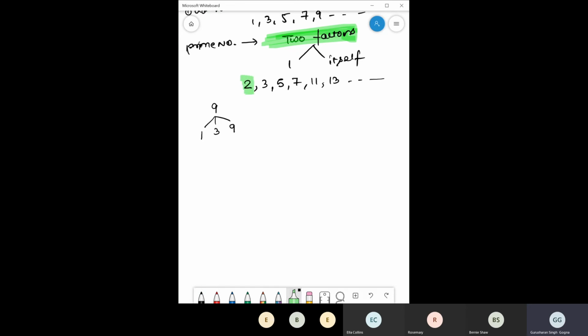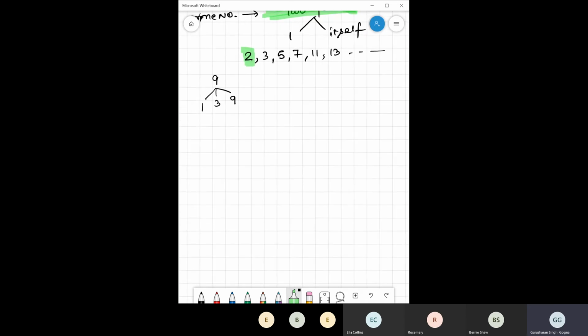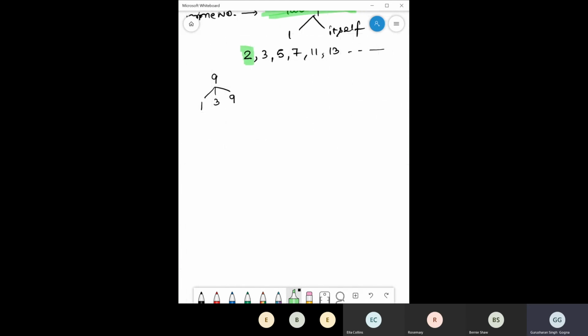And 2 is the only even number which is a prime number. Why? Because all other even numbers are basically multiples of 2. So for example, 4, 6, 8, 2 is a factor of these numbers as well. So that's why they cannot be considered as prime numbers. So 2 is the smallest prime number, and the only even number which is a prime number as well.